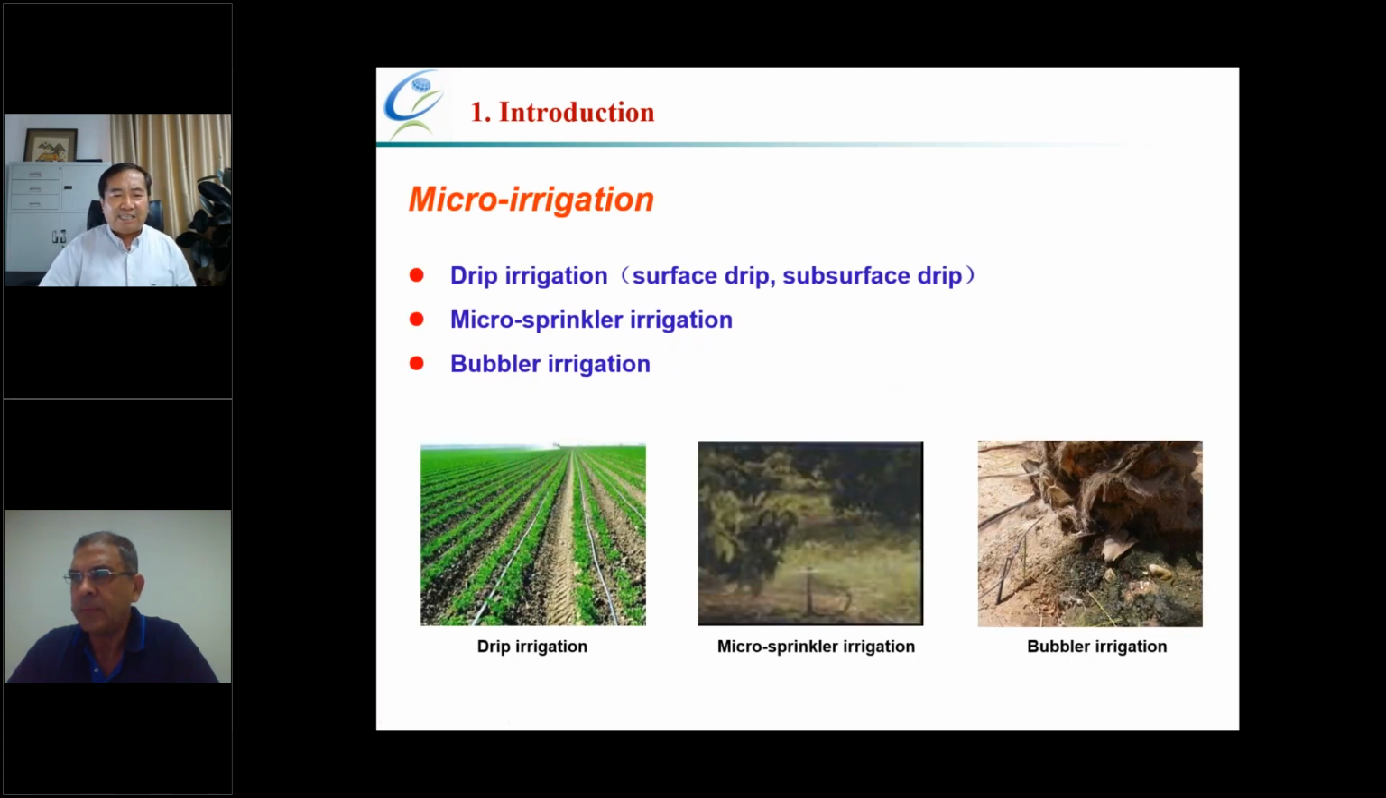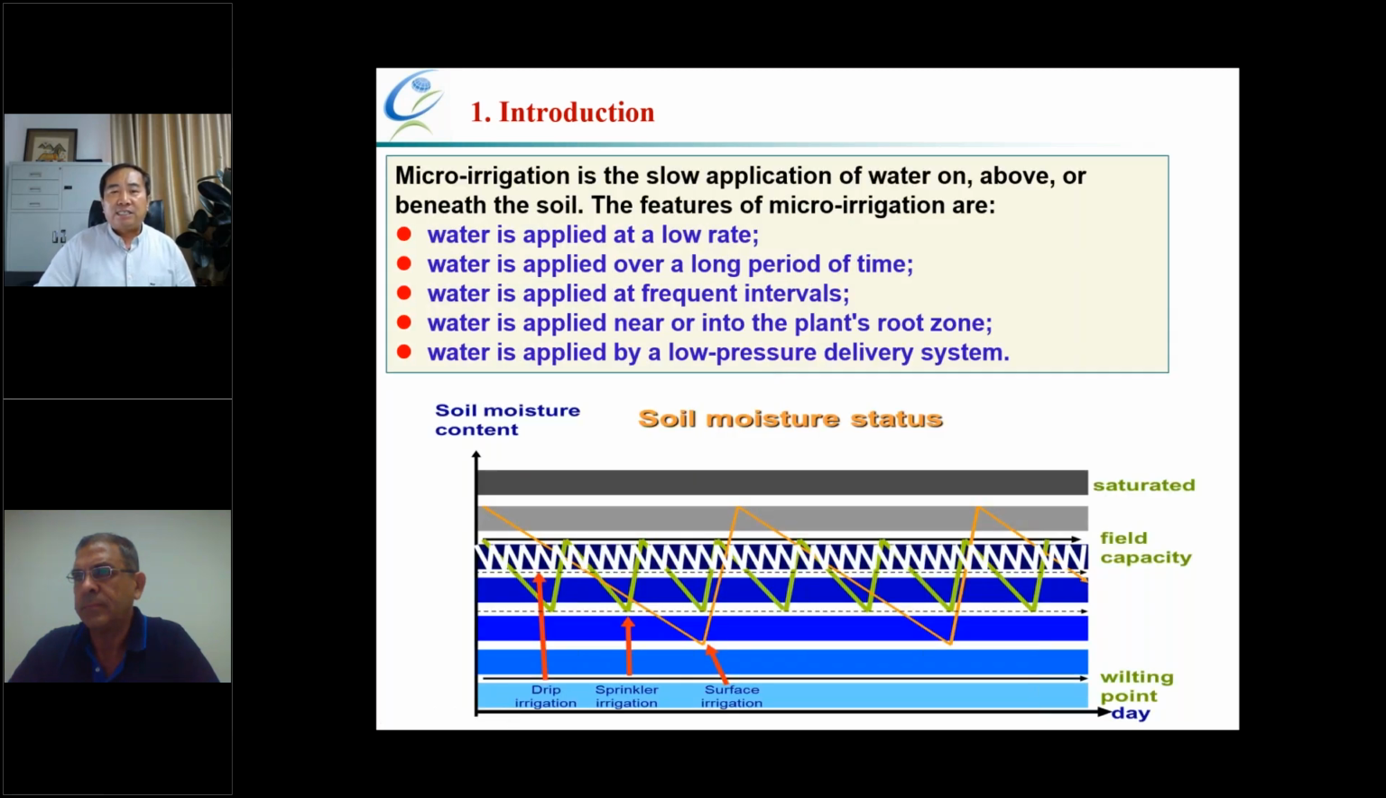Micro-irrigation includes drip irrigation, micro-sprinkler irrigation, and bubble irrigation. Micro-irrigation is the slow application of water on, above, or beneath the soil. The features of micro-irrigation are: first, water is applied at a low rate. Second, water is applied over a long period of time. Third, water is applied at frequent intervals. Fourth, water is applied near or into the plant root zones. And fifth, water is applied by a low pressure delivery system.